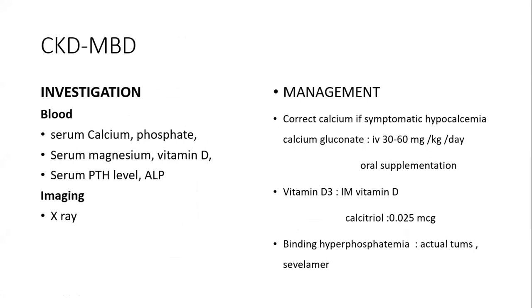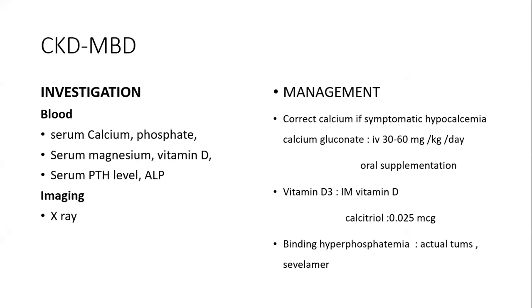So how can we do the investigation? You can do blood samples and imaging. You can check serum calcium, phosphate, magnesium, vitamin D, PTH, and alkaline phosphatase, and see how they look. You can do an X-ray of the hip and X-rays of the upper and lower limbs, especially the joints and the wrist.